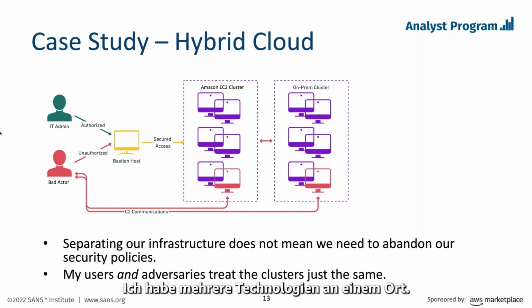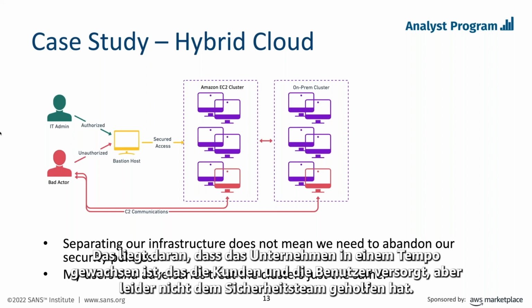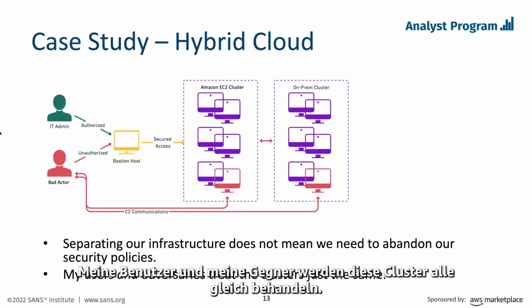I've got multiple technologies in one place. Some of them are vulnerable, some of them are not. So how does this help my security team? This is what I mean when I say the security posture has gotten away from the security team, is because the business has grown at a rate that supplies the customers and supplies the users, but unfortunately has not helped out with the security team. My users and my adversaries are going to treat these clusters all the same.